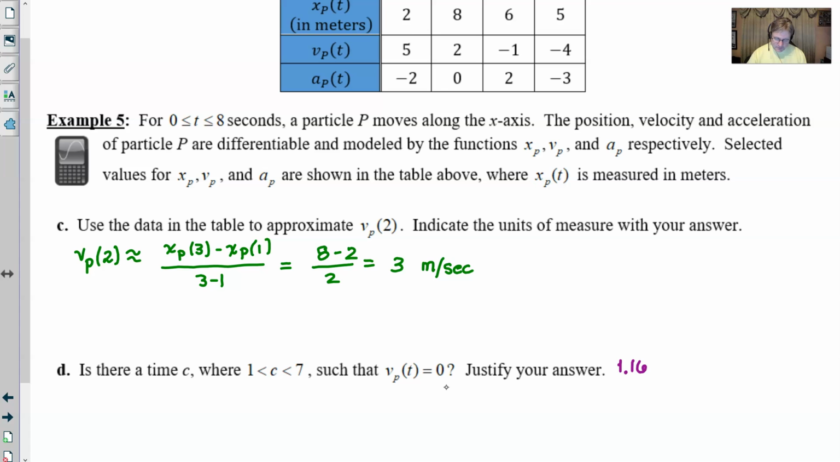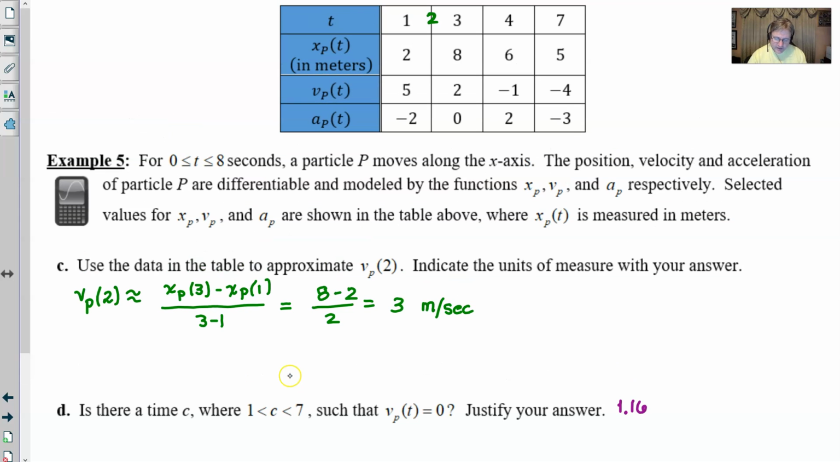Basically, what you want to do is determine what's happening somewhere along this interval 1 to 7. So, for instance, we could look at time 1 and time 7, and look at the V value and see that the V value there and the V value there are 5 and -4 respectively, which looks like we got a positive and a negative, right?